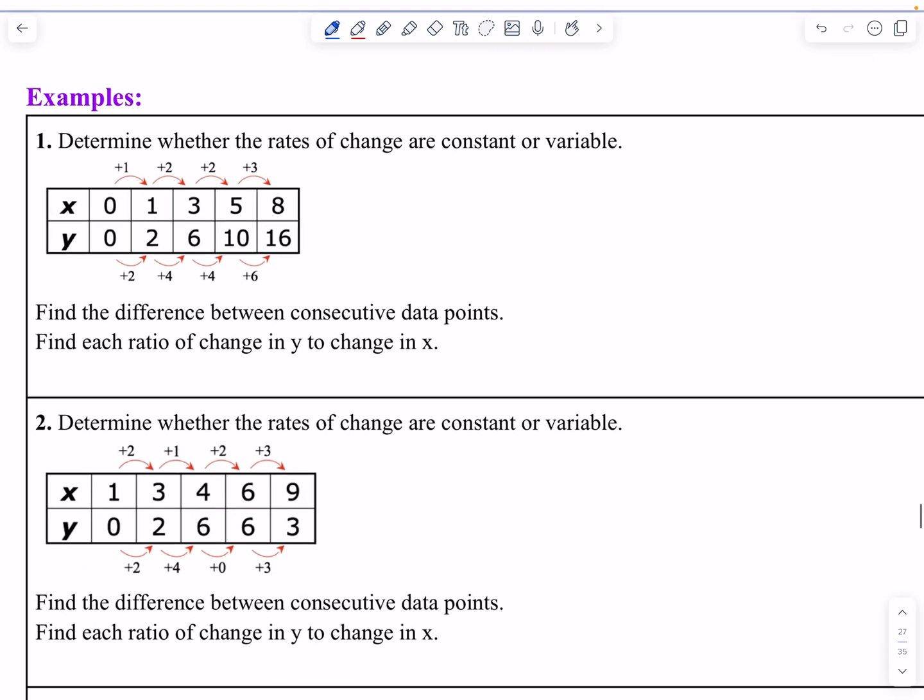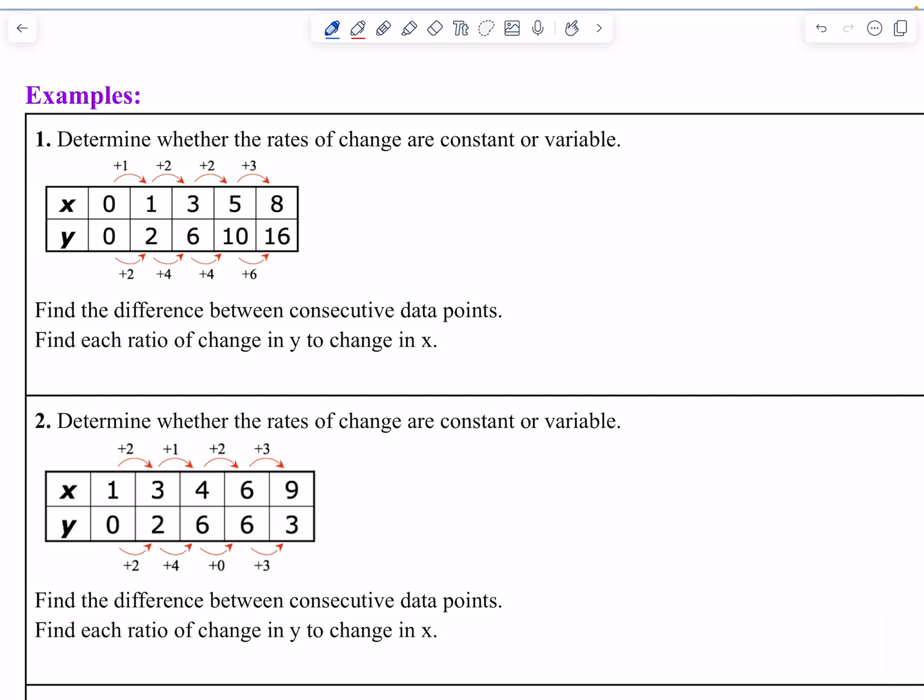All right, so let's just take a look at some examples from some tables. We're going to determine whether the rates of change are constant or variable. So change in y, they've already determined what's happening here. It's going up by 2, then 4 again, and then 6. So they've already written that down there. We just have to take the change in y and divide it by that change in x that happens at that same point. So 2 over 1, then 4 over 2, then 4 over 2 again, and 6 over 3. And we have to see, do those stay the same or do they change?